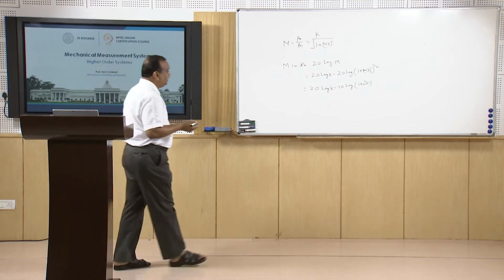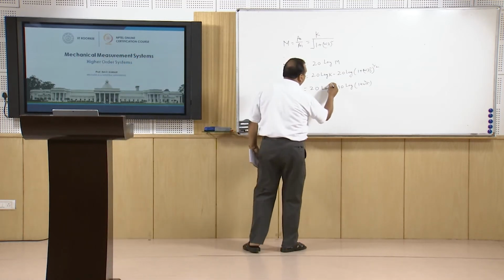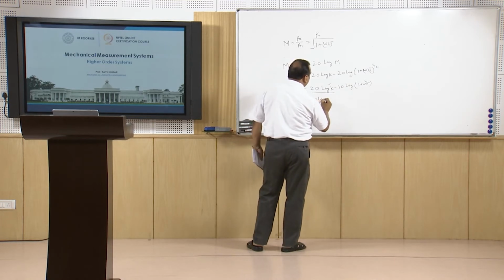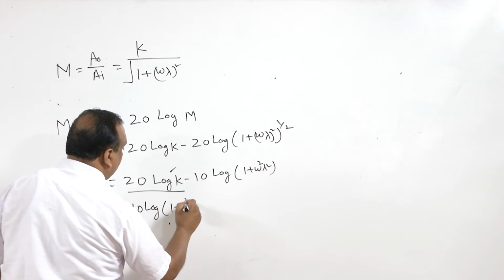Now, suppose k is 1. In many of the cases you must have observed, you have taken k equal to 1. If k is equal to 1, then it is going to be minus 10 log 1 plus omega square lambda square.